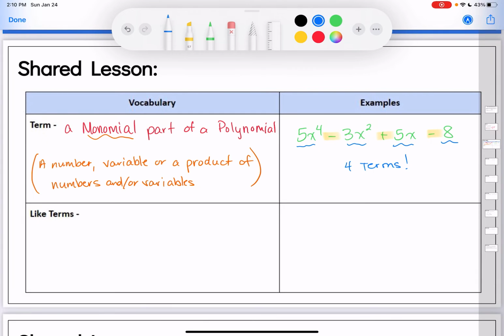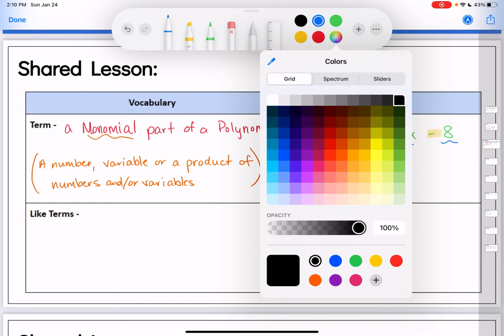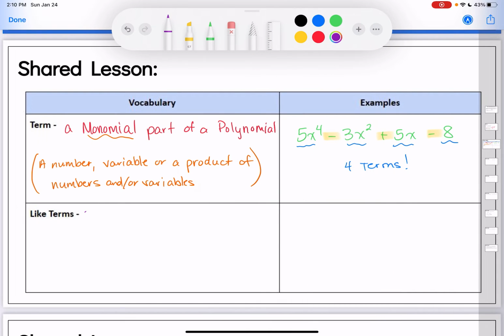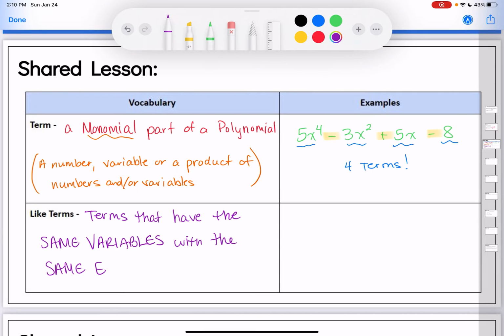Okay. Now when we talk about like terms, they are terms that have the same variables with the same exponents, right? So you have to be careful that they have the same exponents on those variables. All right, so same variables with the same exponents.